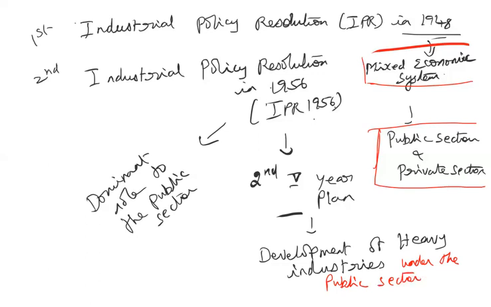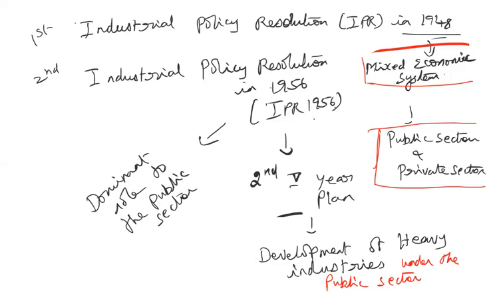Meaning, till independence, the share of the private sector in the GDP was more, and the public sector contribution was very less. And starting after 1956 and the industrial policy resolution, the role of the public sector started increasing, and the share of the public sector in the GDP started increasing in the country. Simultaneously, the share of the private sector started decreasing.